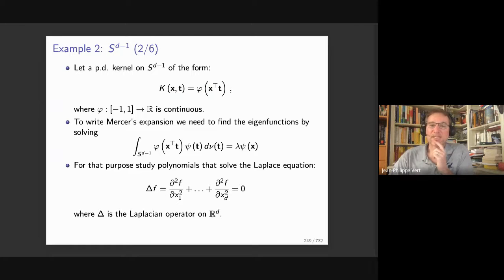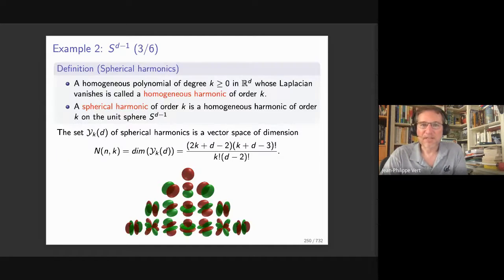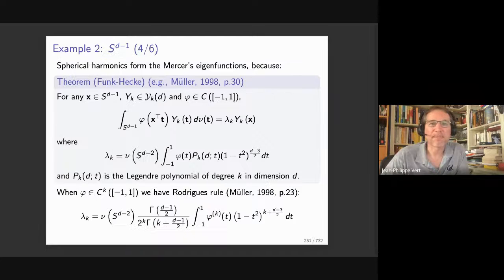In order to solve that, we will focus just on a particular set of kernels, which are functions of the inner product, like K of x, t is a function of x transpose t, the inner product between x and t. There could be other choices, but this is just an example to show you that in this case we know exactly what the eigenfunctions are that appear in Mercer's theorem. I encourage you to look at the details. I will maybe skip the definition.